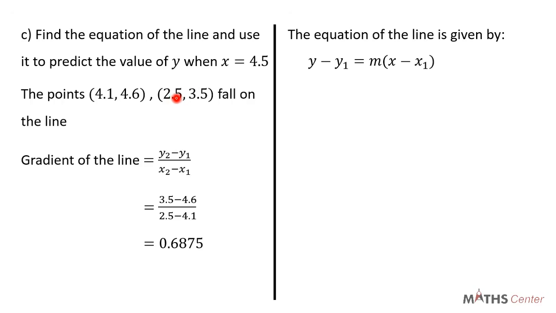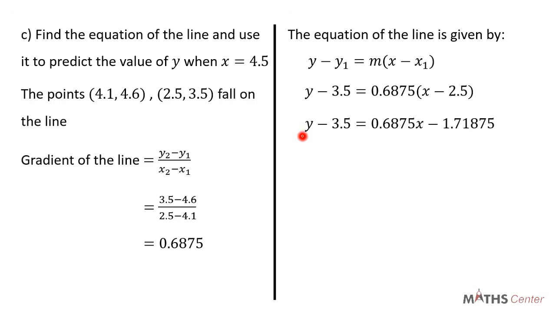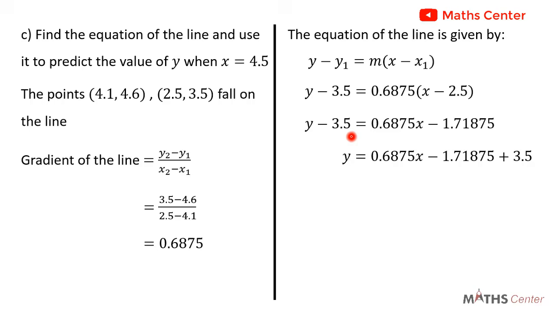I'll use the point (2.5, 3.5). So 2.5 is going to be x1 and 3.5 is going to be y1. When we substitute that information here, we have y minus 3.5 is equal to 0.6875 into bracket x minus 2.5. Let's do some simplification here. When we open the bracket, we have y minus 3.5 is equal to 0.6875x minus 0.6875 times 2.5 gives us 1.71875.